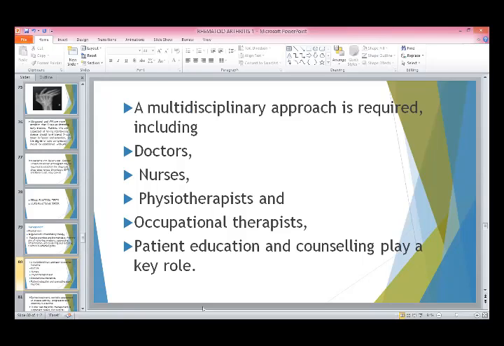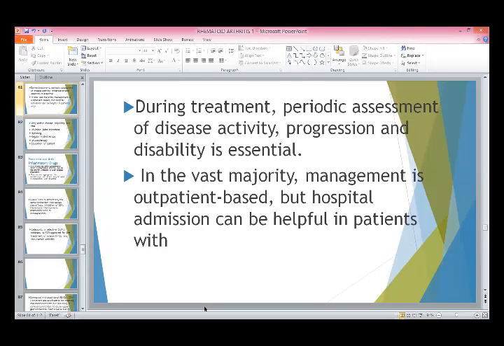A multidisciplinary approach is required, including the cooperation between doctors, nurses, and the involvement of physiotherapists and occupational therapists. Patient education and counseling also play a key role. During treatment, periodic assessment of disease activity, progression, and disability is essential. In the vast majority, management is outpatient based, but hospital admission can be helpful in some patients.